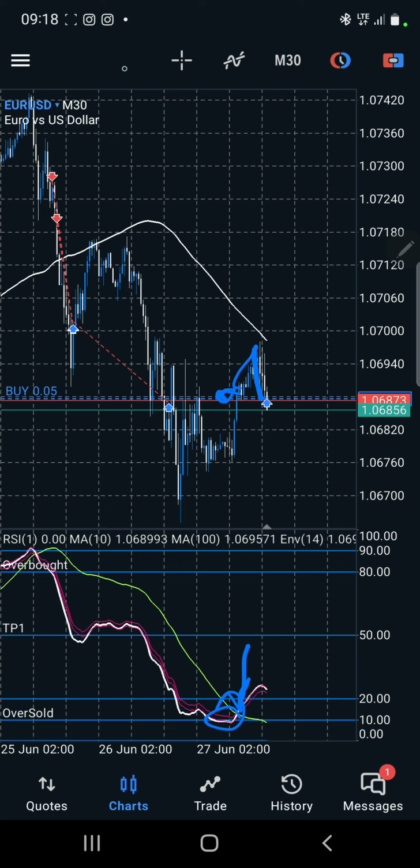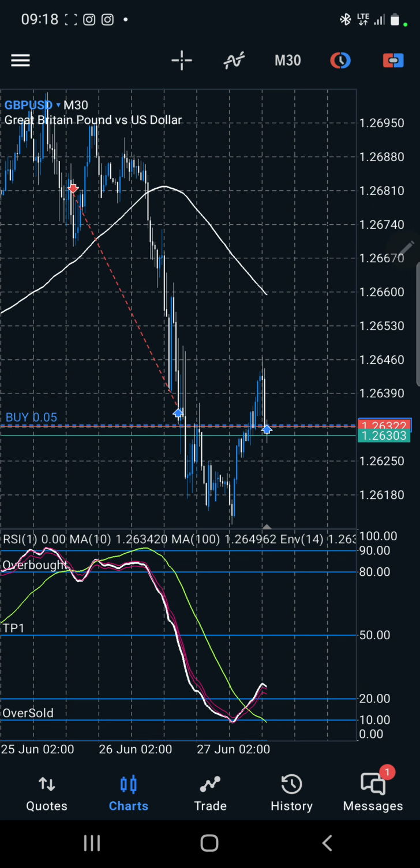Let's go to Great British Pound USD, and I will show you what I'm looking at on that one also. So this is three trades in one. Once again, for GBPUSD, I don't know why I find it hard to always pronounce that. GBPUSD, I'm looking at this also.